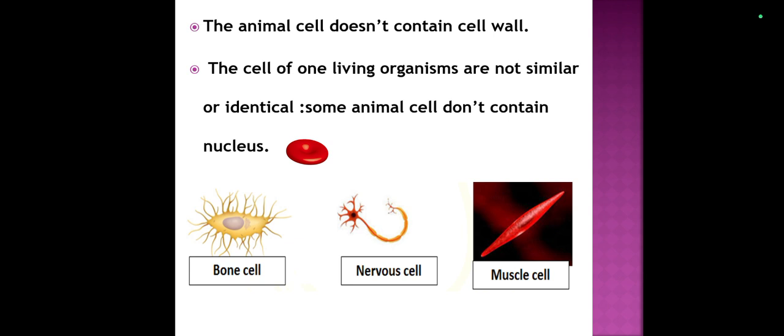As you can see here in the picture, this is a bone cell. In the same body, the nervous cell looks like the picture in the middle. The picture on the right is the muscle cell. They are all cells, but they have different structures.